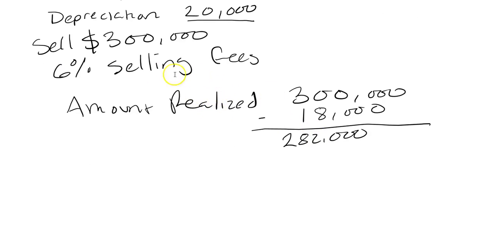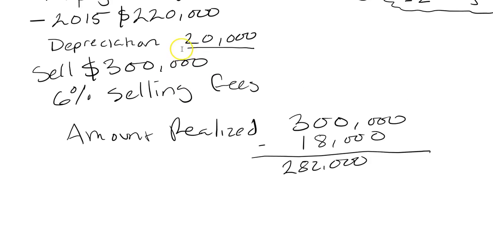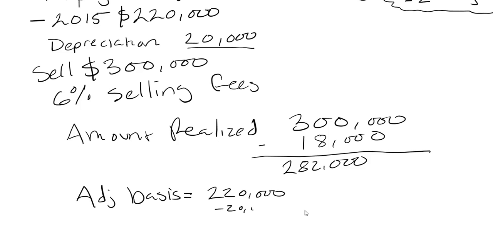The amount of adjusted basis is going to be the purchase price minus depreciation. So that is going to be, in this case, $220,000 minus that $20,000 of depreciation. So we have the adjusted basis equals that 220,000 minus that 20,000 equals 200. So we have an adjusted basis of 200,000 right here. All right, that's how that's derived.